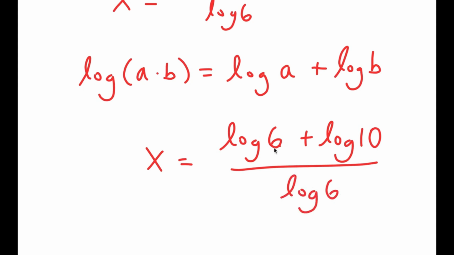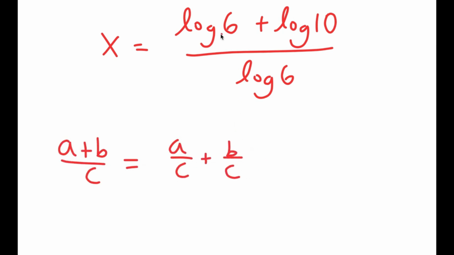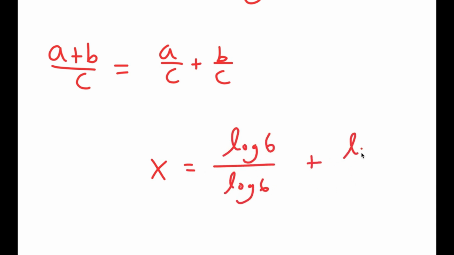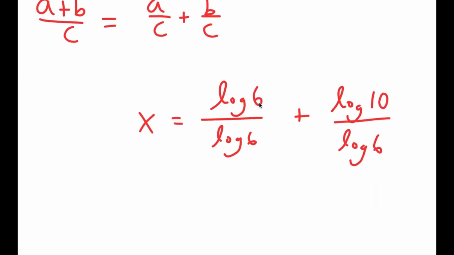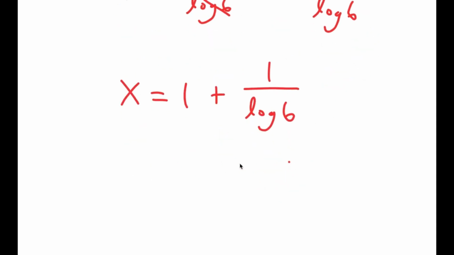Now, from here, if I have something in the form (a plus b) over c, this is equal to a over c plus b over c. So (log 6 plus log 10) over log 6, I can write this as log 6 over log 6 plus log 10 over log 6. Now, log 6 and log 6 cancel out, so I get x is equal to 1 plus log 10, which is also equal to 1, so I have 1 over log 6.